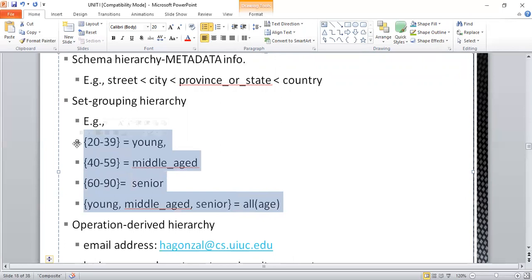Now I want to perform some analysis on this. Suppose I want to check how COVID has affected this age group of people.